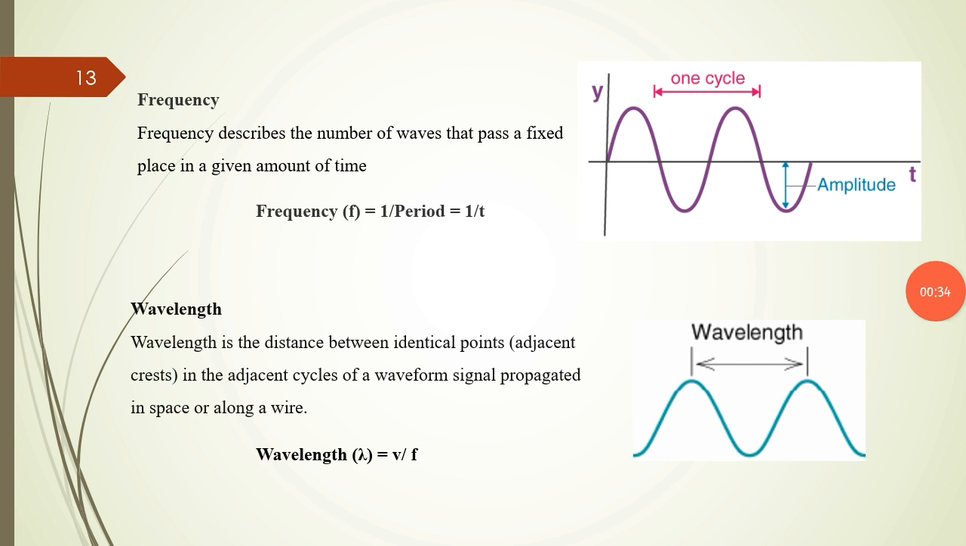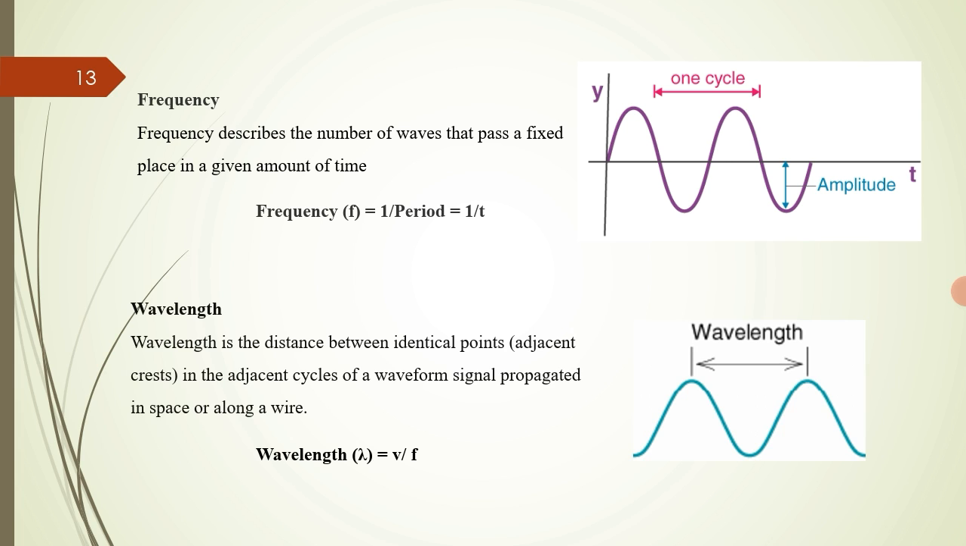So the first one is frequency, right? We all know how to represent a signal, either as a sine wave or cosine wave, whatever it is. So here, one complete cycle we call a time period, so we can measure the time period from one complete cycle. Here, frequency describes the number of waves that pass a fixed place in a given amount of time.